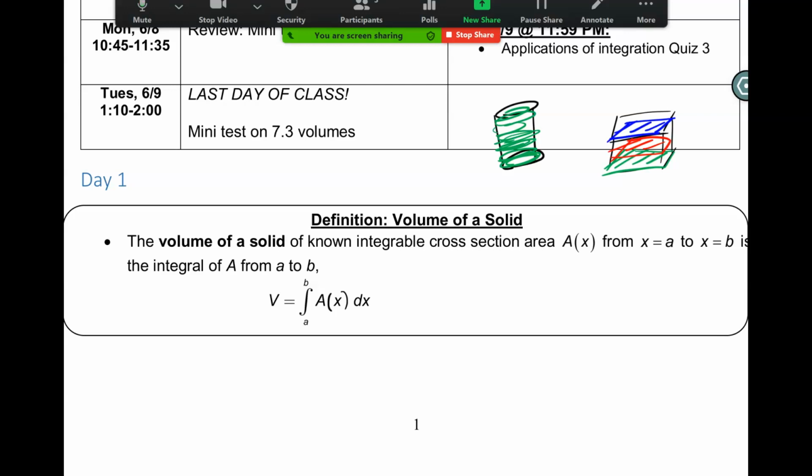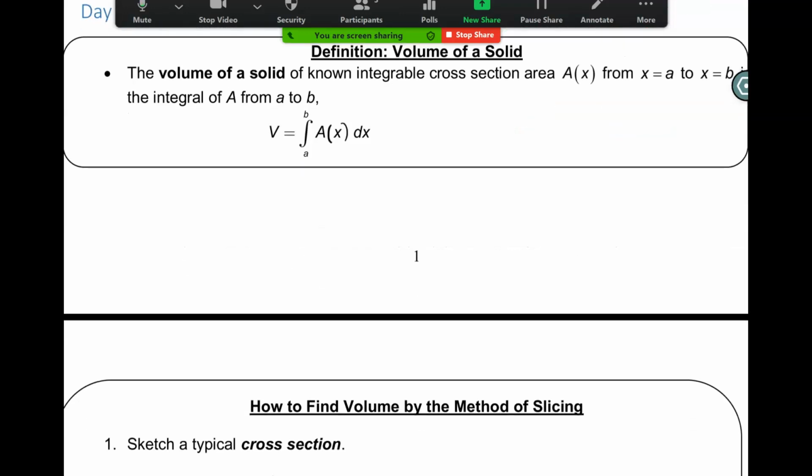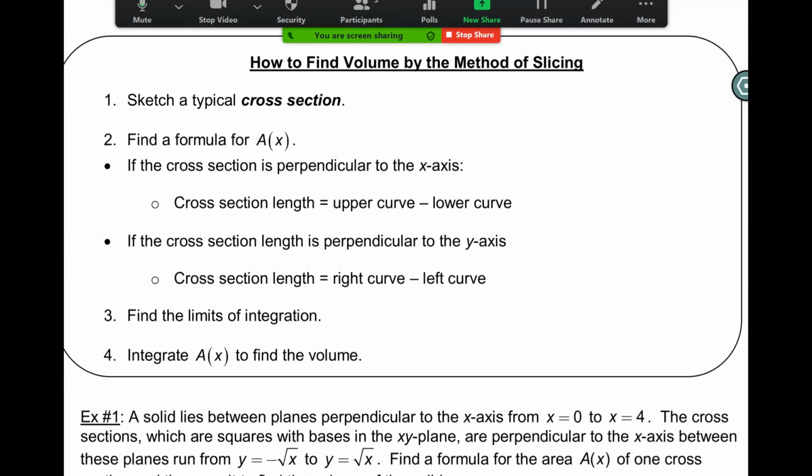And so something cool I can do is say, okay, here's 2 functions. Find the area between them. And then what if I rotate them about this axis to make a 3D object? That's something that we do all the time. Not even being facetious, I'm not even joking. We do this a lot. So how do you actually find volume by this method of slicing?